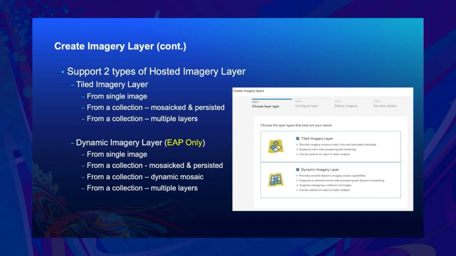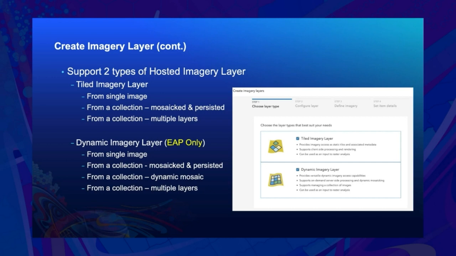Under both layer type creation workflows, you have the option to decide how you want to create those layers. For the tile imagery layer and dynamic imagery layers, you can either simply publish one uploaded image, or you can publish a collection of imagery. When you are publishing a collection of imagery, you can either choose to mosaic the entire collection to a single image and then publish that image as an imagery layer, or you can publish the collection separately as separate layers.